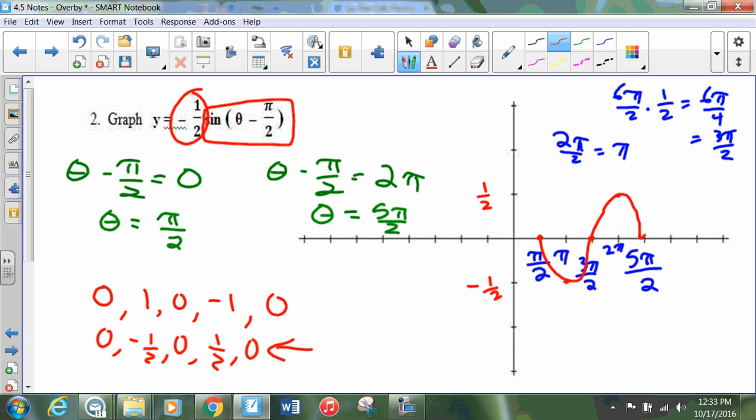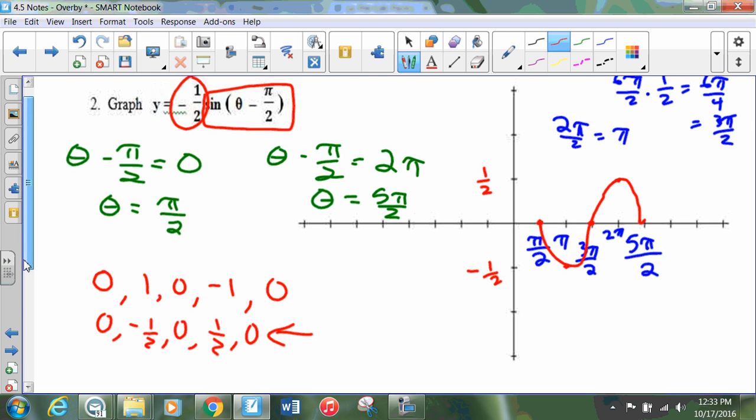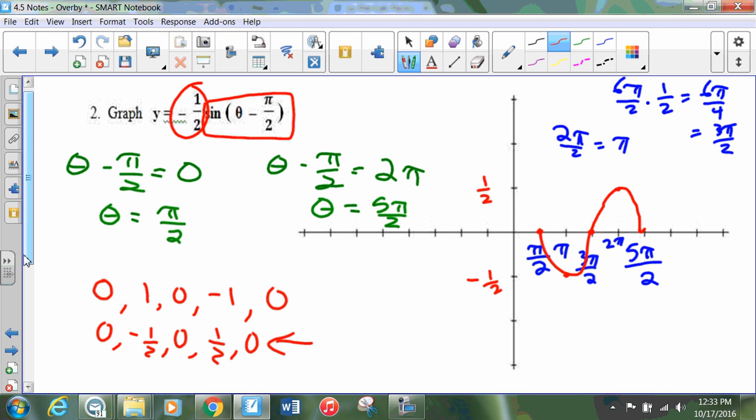And we're done. Let's see what they asked us to do. I know I'm going fast, so you can ask me questions in a second. So the amplitude is going to be 1/2. Remember, amplitude is positive. So we can always get the amplitude by looking at the number right in front of the sine.